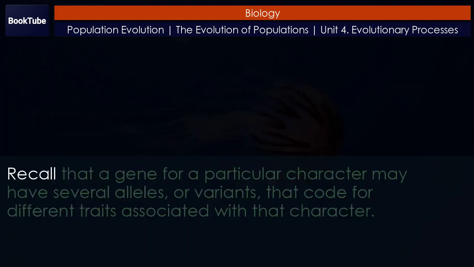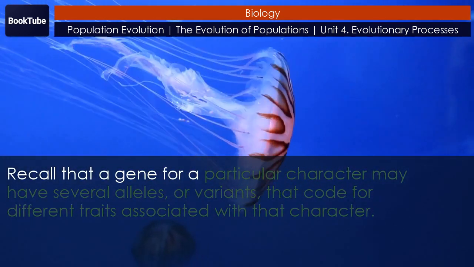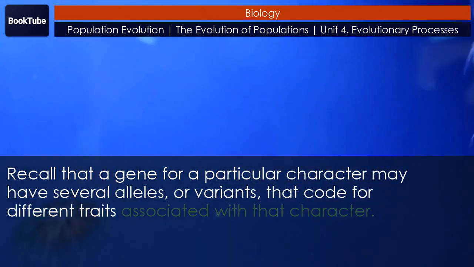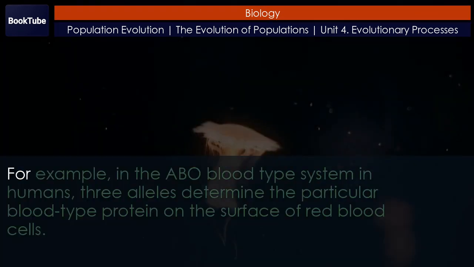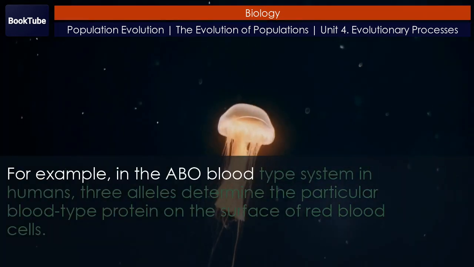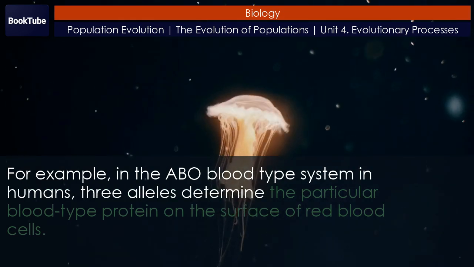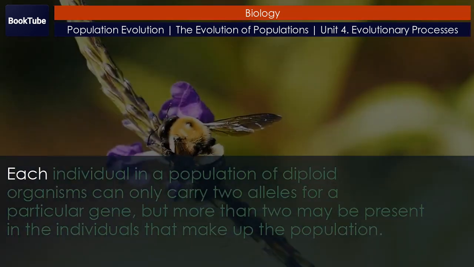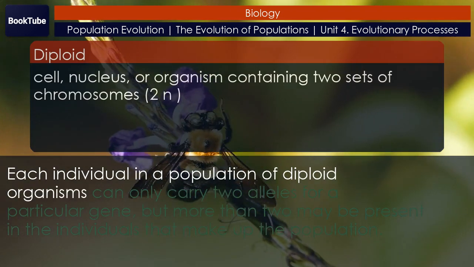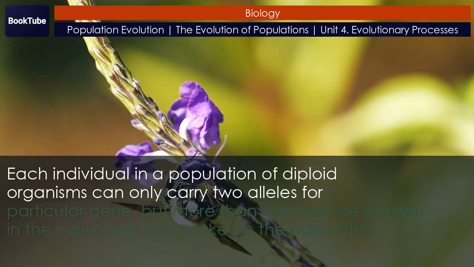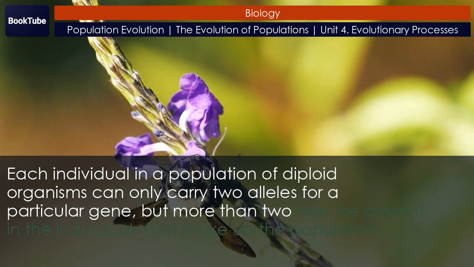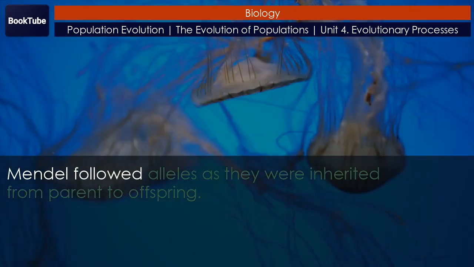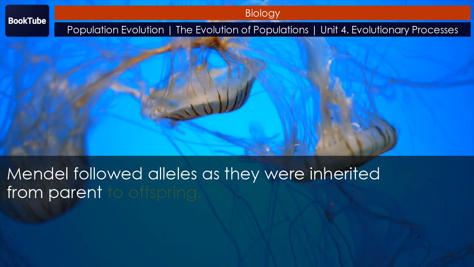Population genetics. Recall that a gene for a particular character may have several alleles, or variants, that code for different traits associated with that character. For example, in the ABO blood type system in humans, 3 alleles determine the particular blood type protein on the surface of red blood cells. Each individual in a population of diploid organisms can only carry 2 alleles for a particular gene, but more than 2 may be present in the individuals that make up the population. Mendel followed alleles as they were inherited from parent to offspring.